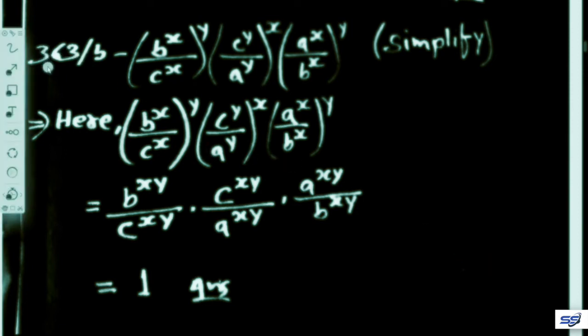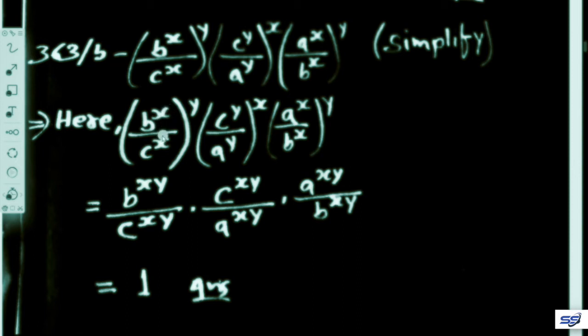Now the next problem, number 363. We see here given: b power x upon c power x whole power y, c power y upon a power y whole power x, a power x upon b power x whole power y. We have to simplify this, make this in simple form. The question shall be written as usual.